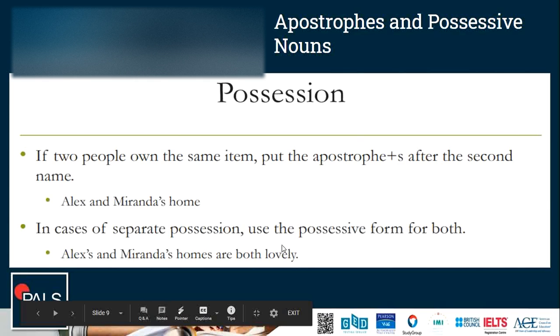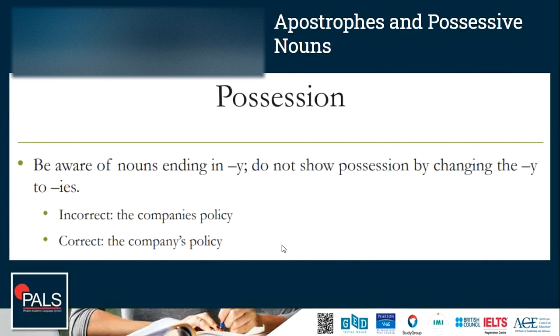Okay? That's pretty basic. Another thing that you should remember: be aware of nouns ending in Y. Do not show possession by changing the Y to IES. We put IES when we want to change the singular noun into a plural noun, but we don't do that to show possession. You don't change the spelling. A lot of people are confused about this. So if we're talking about one company, then that's it. If we're talking about a lot of companies, then you can show possession with an apostrophe plus S.